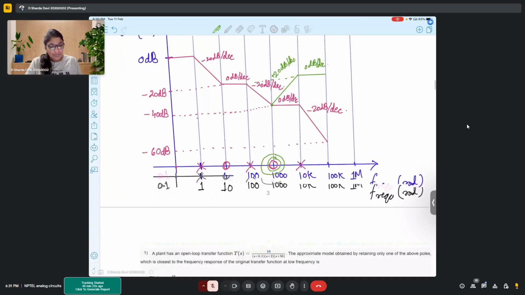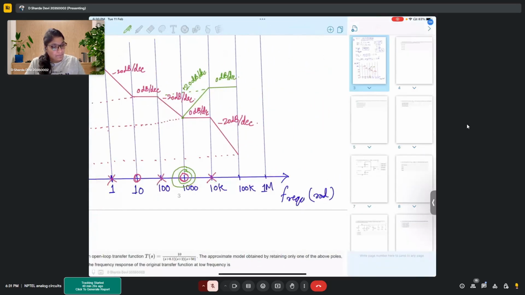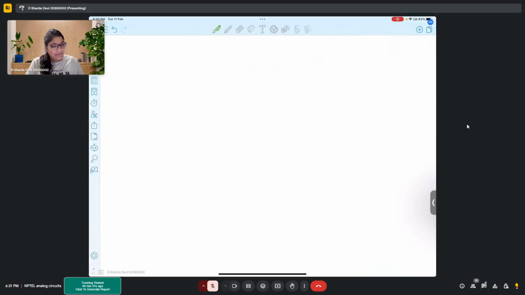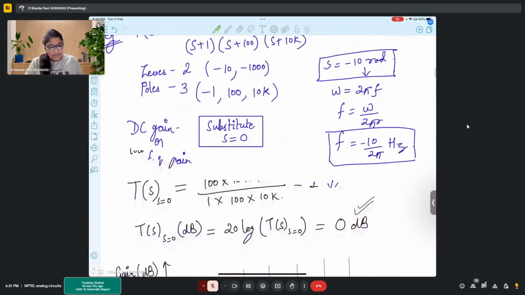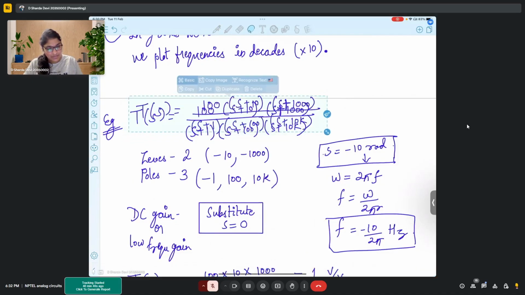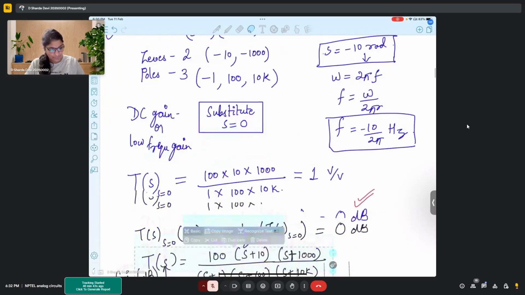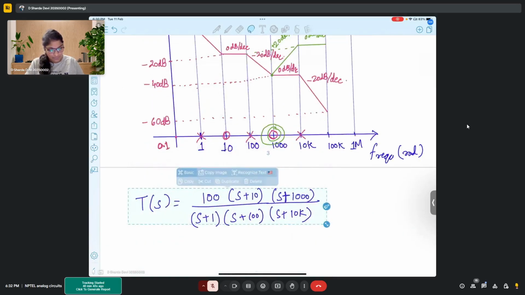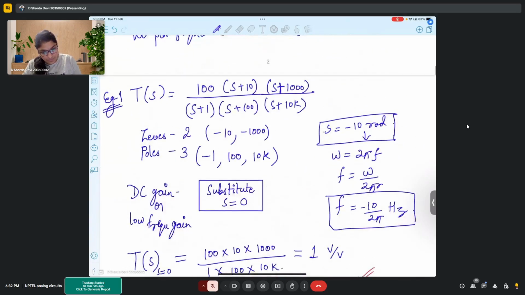Likewise, say in the same example, I'm not changing anything. The only thing that I'll change is the DC gain, and let's see how things change. Here's example two. This is example one.